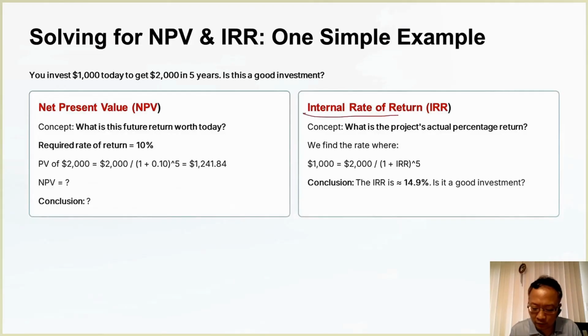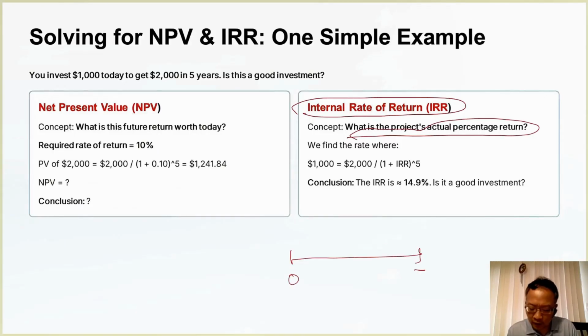Alright, the second method is through what's called the internal rate of return, which is an equally important concept. See how efficient your capital is. How high is the efficiency? How high is the internal efficiency? Let's take a look at what this is. What's the project's actual percentage return? Because we know that 5 years from now, we can get $2,000, okay, and right now we're investing $1,000. So, is this really efficient? So, if we calculate our efficient return in this way, what exactly is it?